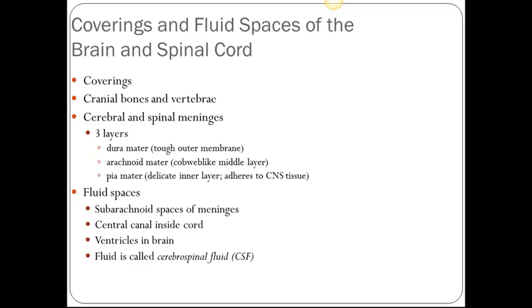The arachnoid mater has a web-like middle and is the middle layer. The dura mater is the outside membrane, and the pia mater is the inner layer that adheres to the central nervous system tissue. There are several different fluid spaces within the brain and spinal cord: the subarachnoid space of the meninges, the central canal inside the cord, the ventricles of the brain, and all the fluid is the cerebrospinal fluid. The fluid is called cerebrospinal fluid, or CSF.